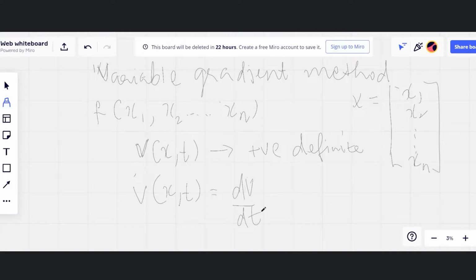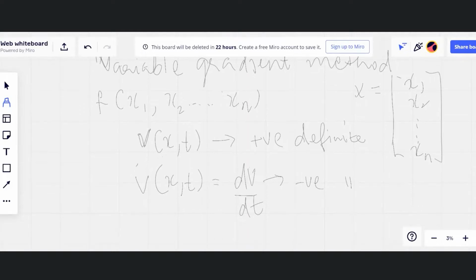Now, what does positive definite and negative definite mean? Positive definite means that the function is positive for every single point in the state space other than the origin. And negative definite means that the function is negative for every single point in the state space other than the origin. So we need to find a function v which is defined in terms of all the state variables as well as t in such a way that this function v is positive definite and the first derivative of v with respect to time is negative definite.